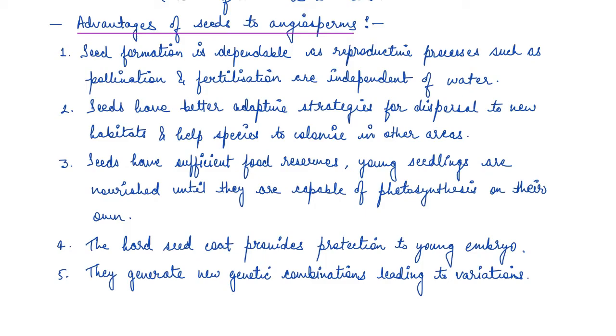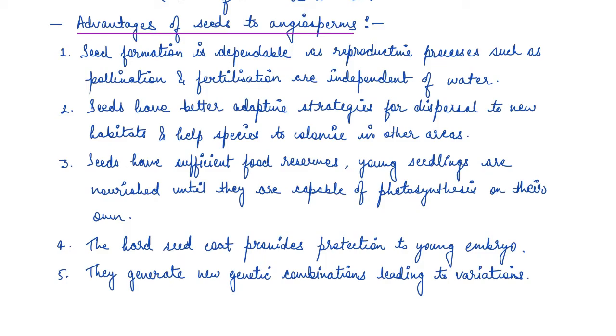And because seeds are so adaptive to environment, they can get moved to different areas, and they grow at different places. So they can be dispersed to new habitats, right? Now seeds also have sufficient food reserve, so the young seedlings are better nourished until they are capable of photosynthesis on their own.